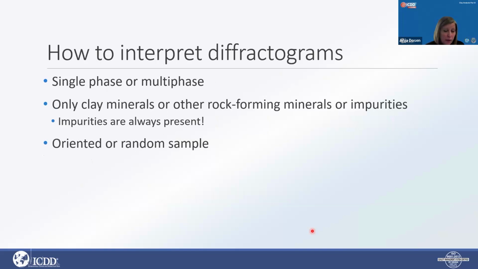So, okay, once we do that, we have our raw data, we have our diffractogram. So we want to figure out what that is. We want to know, is this a single phase sample or a multi-phase sample? Do we have impurities, or how many impurities are there? Is there a lot of them, or just one or two tiny peaks? And then also, what are we looking at? Is this sample random? Is it oriented?